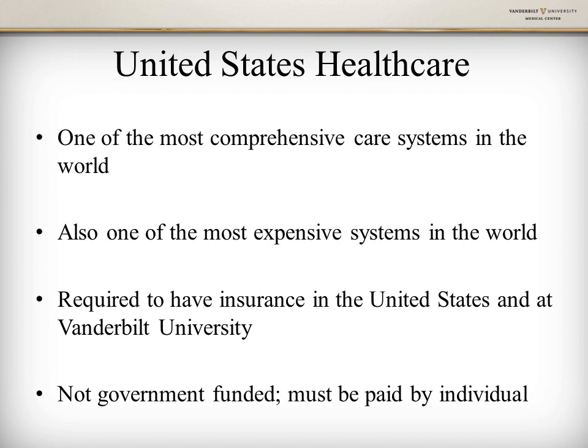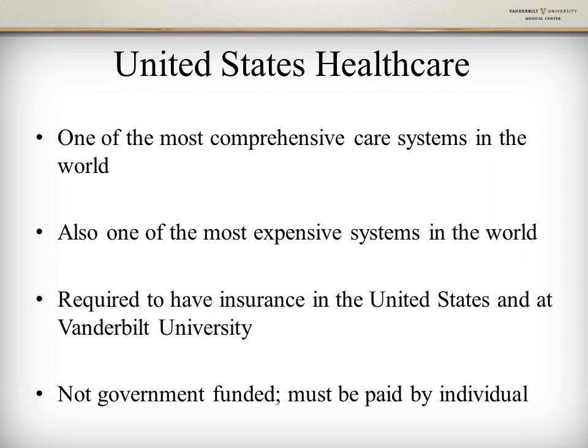Healthcare in the United States is one of the most comprehensive care systems in the world. Unfortunately, it's also one of the most expensive systems in the world. And it is for this reason that Vanderbilt requires that all students at the institution have adequate health insurance. Health insurance will help protect the students against financial stress and liability in the event of an unexpected injury, accident, or illness. In addition, having adequate health insurance allows students to receive health care that they may need in order to be successful students at the university.